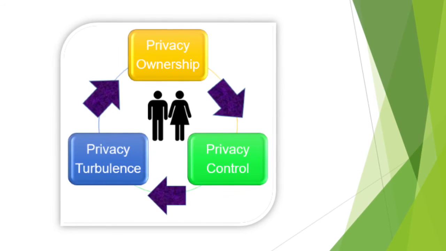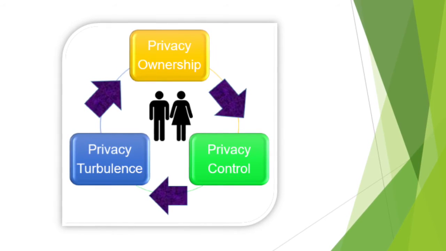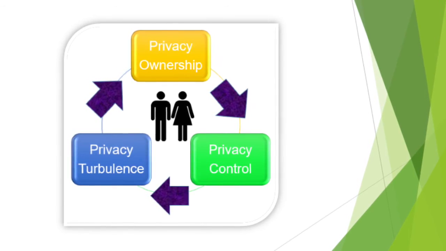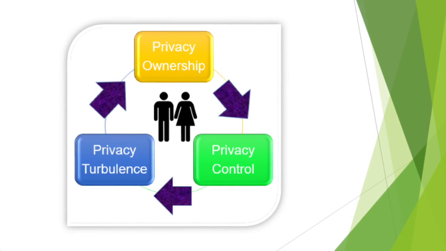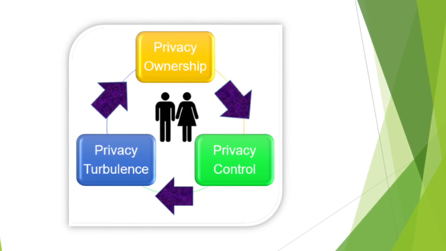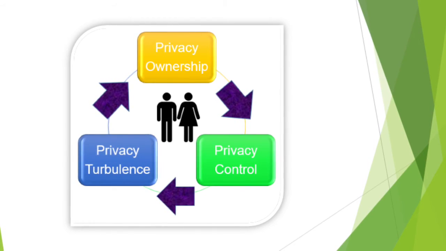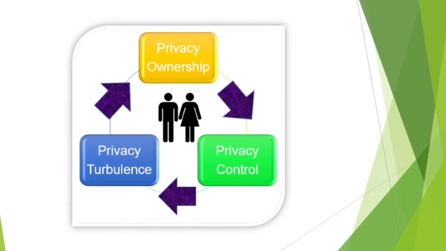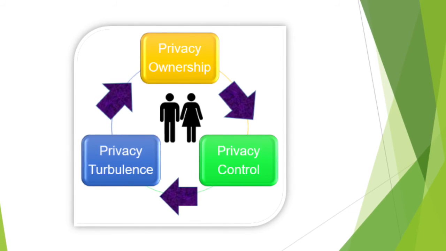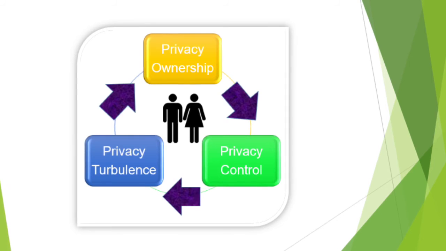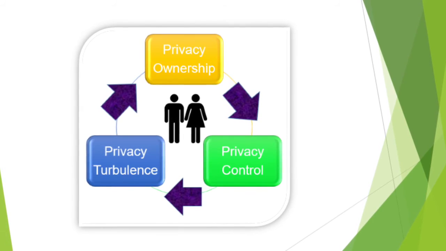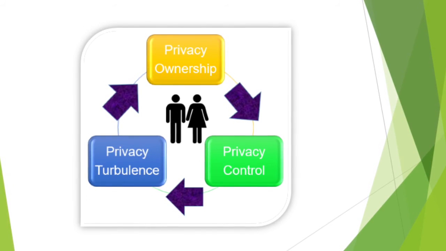Once that individual decides to share that information with someone else, then they become co-owners of that private information, and privacy ownership takes place. The last step occurs when one of the two individuals decides to disclose the private information to the public, which is when privacy turbulence arises.